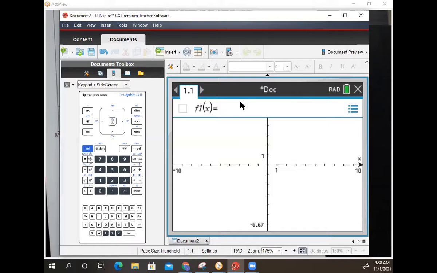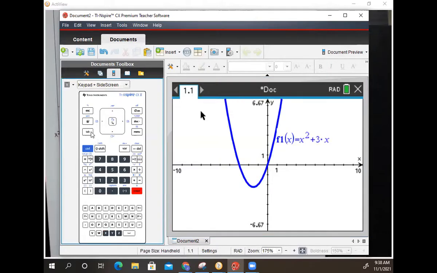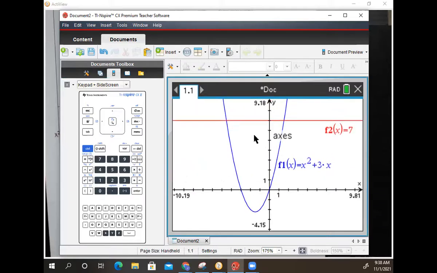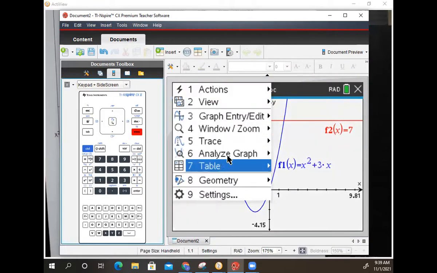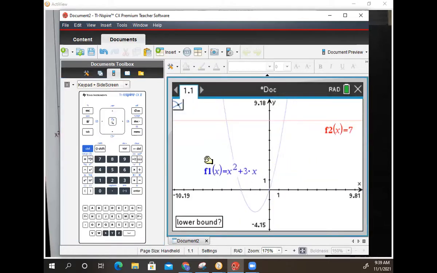Okay, and I am graphing x squared plus 3x. Little parabola there, and then I hit the tab key, and I'm going to graph 7. Again, that's just off my graph, so I'm going to click and drag on my graph so that I can see what's going on. Then I'm going to look for those intersection points to find my solutions. So menu, analyze graph, intersection.